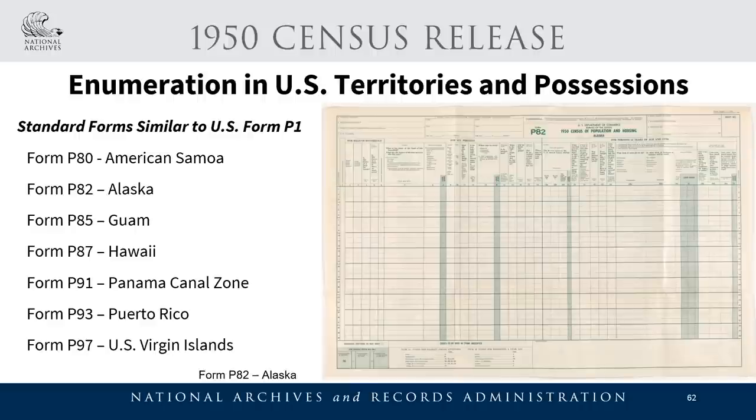There was enumeration in U.S. territories and possessions. There was a standard form similar to the U.S. form P1, but in each of the territories and possessions, there was a different standard form that asked most of the same questions, but a few were tweaked for local conditions. So you will see different but very familiar forms in those locations. And I've shown on the screen the form P82 for Alaska.